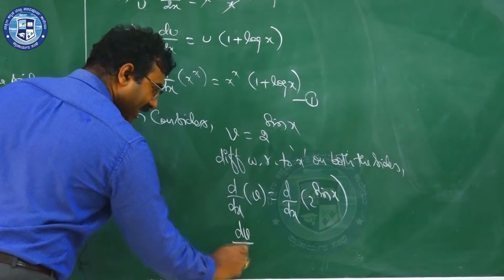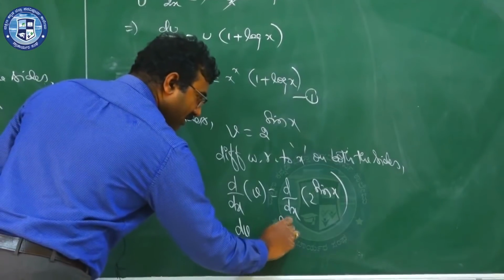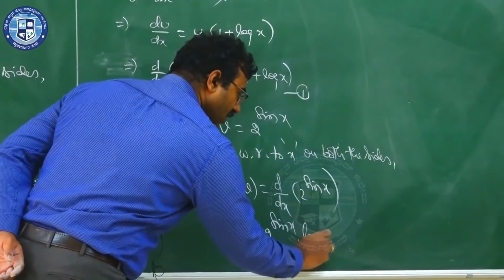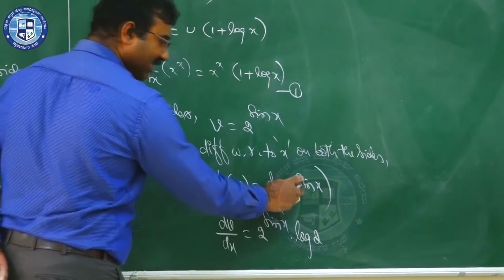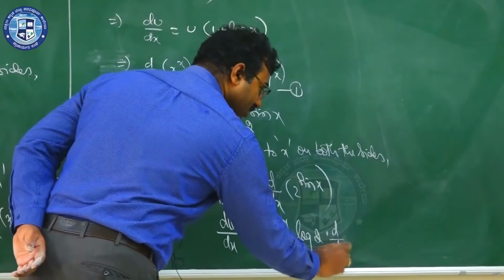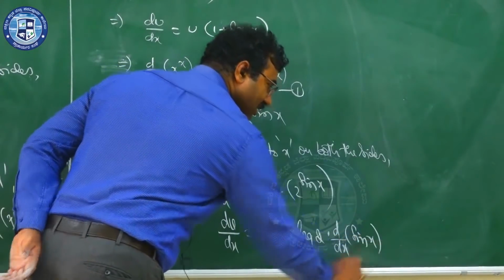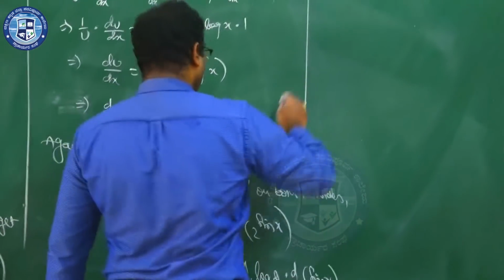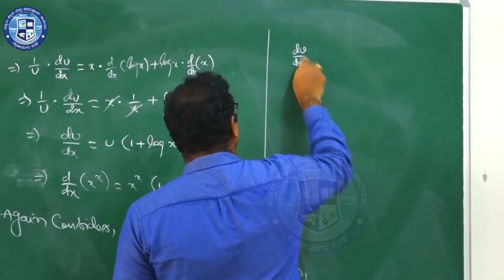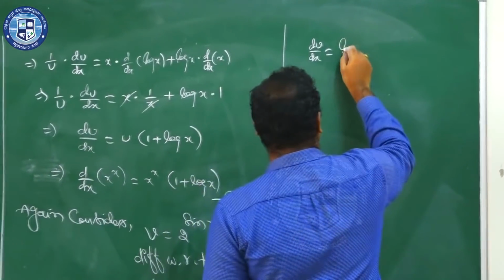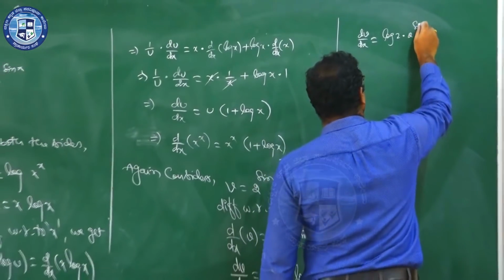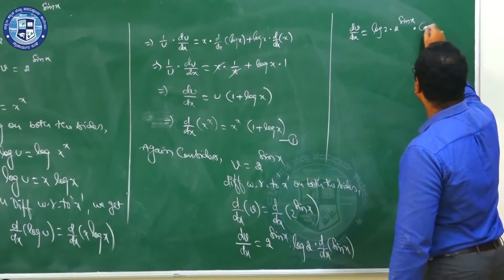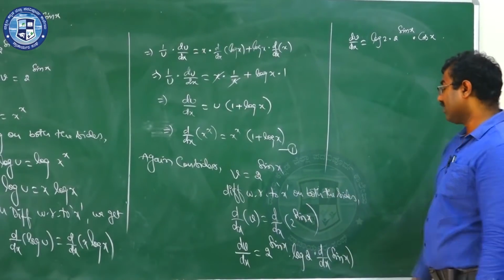So, we are getting dv by dx is equal to 2 power sin x, because d by dx of a power x is a power x log a, but this is not x, it's a derivative you need to consider. So, d by dx of sin x, what is this? It's cos x. So, dv by dx is equal to log 2 into 2 power sin x into d by dx of sin x, which is cos x.